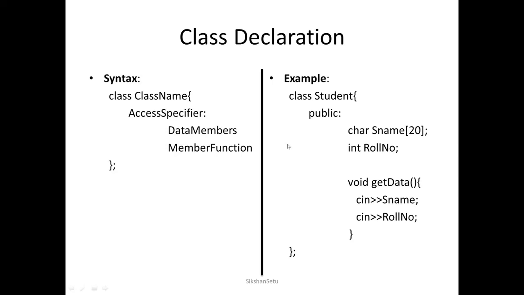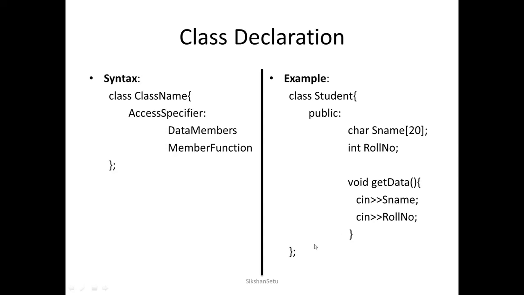Now let's take a simple example. Here I am creating a class for student. I have used the keyword class, and Student is my class name. I want to make all my data members and methods public, so I am using the access specifier public and putting a colon there. Since I am taking a student class, I need two pieces of information about a student: the name of the student and the roll number of the student. So I have taken S name and roll number as data members. And this is the member function, which is used for manipulating the data members. So this is my simple class structure.